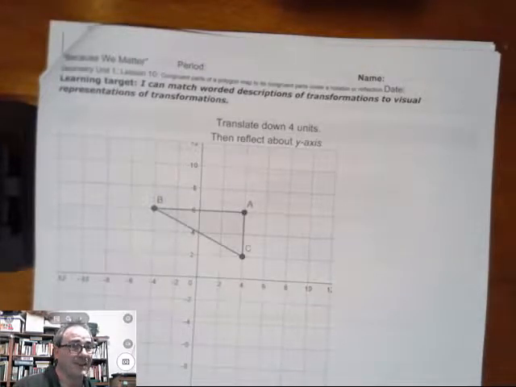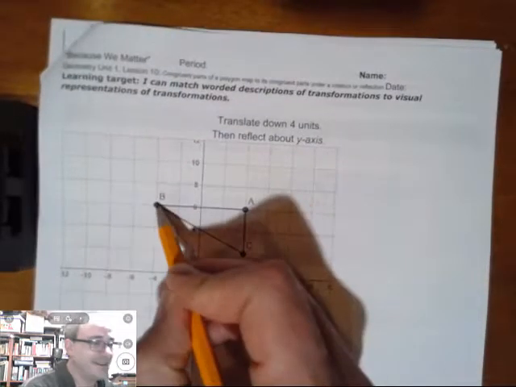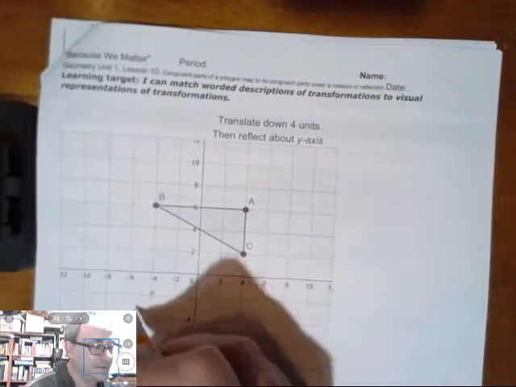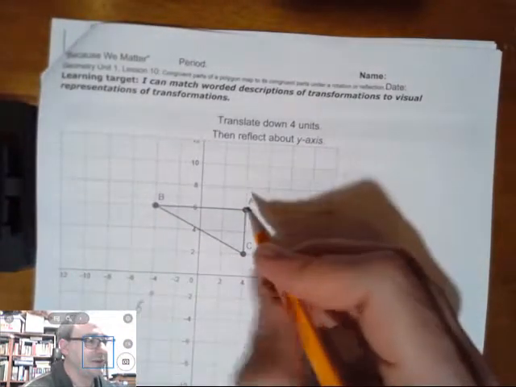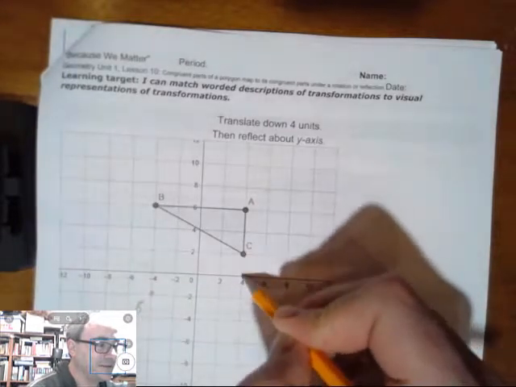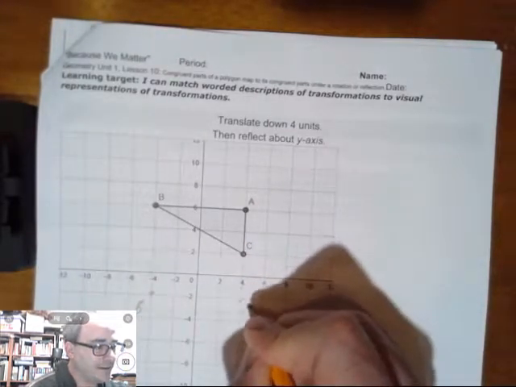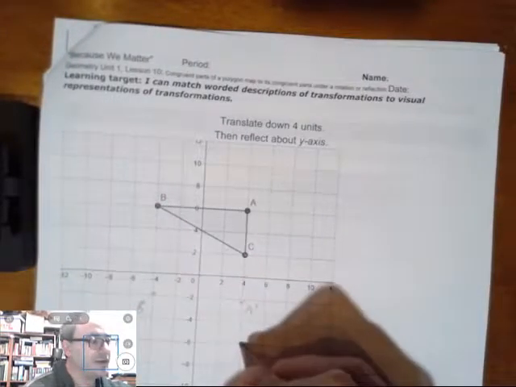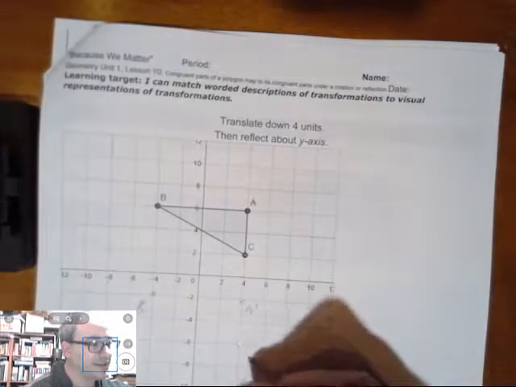Translating down 4 units. Man, doesn't get much easier than translating down 4 units, right? Here's B. I'll translate down 4 units. 1, 2, 3, 4. There's B prime. Translation barely takes any thinking at all. 1, 2, 3, 4. There's A prime. And then C. 1, 2, 3, 4.